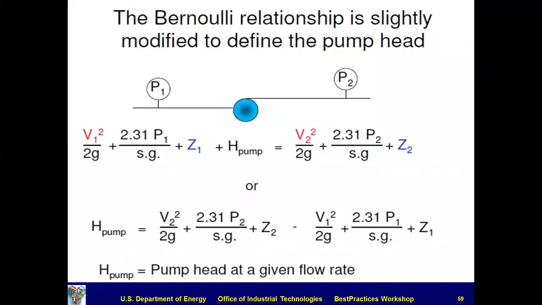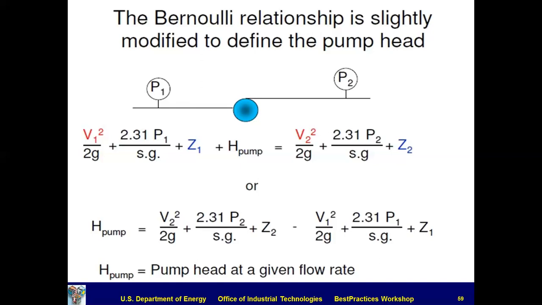Okay, so for a second, back to Bernoulli. We're going to write Bernoulli just across a pump. On the top equation, starting from the left, we've got the kinetic energy or the velocity head going in, V1 squared over 2g, plus the static or bursting pressure in the pipe, P1 times 2.31 divided by specific gravity. And we have potentially elevation head, okay?